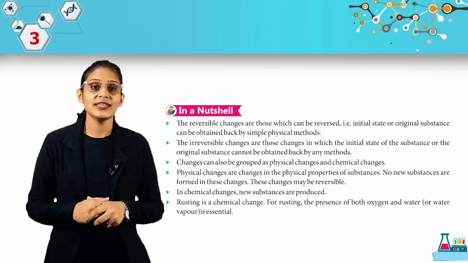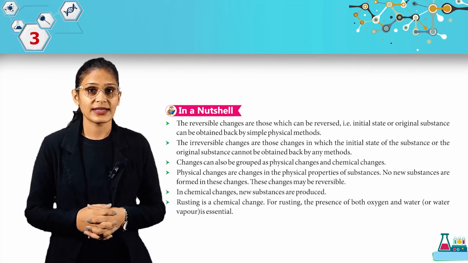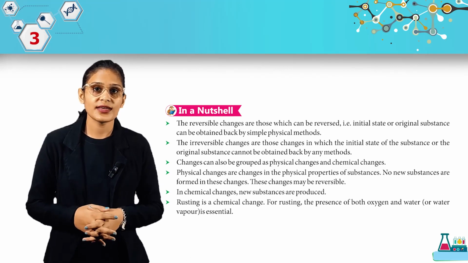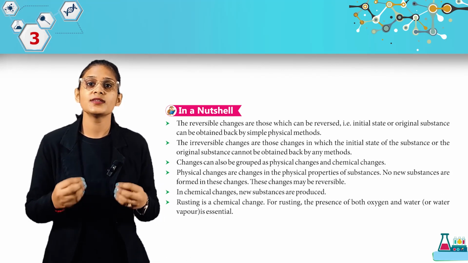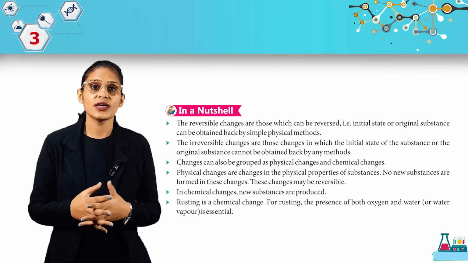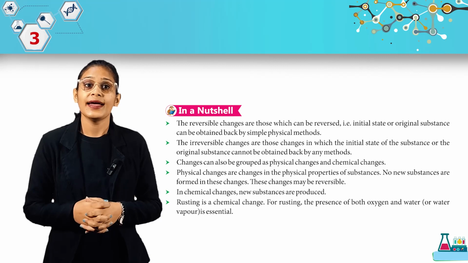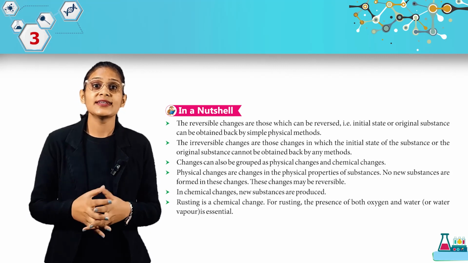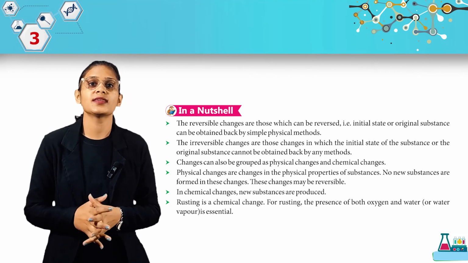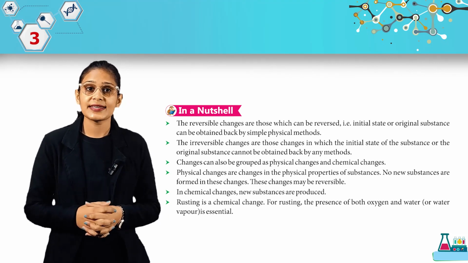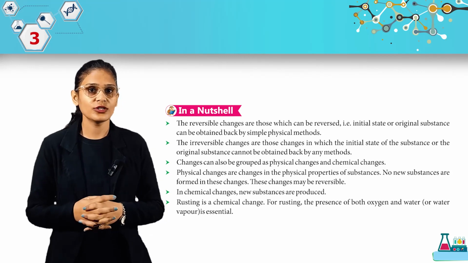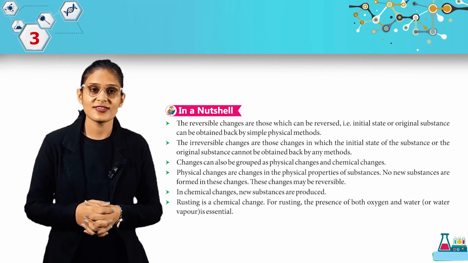Here we have changes, which can also be grouped as physical changes and chemical changes. Physical changes are changes in the physical properties of substances. No new substances are formed in these changes. These changes may be reversible. Chemical changes may be irreversible. In chemical changes, new substances are produced. Rusting is a chemical change. For rusting, the presence of both oxygen and water or water vapor is essential.